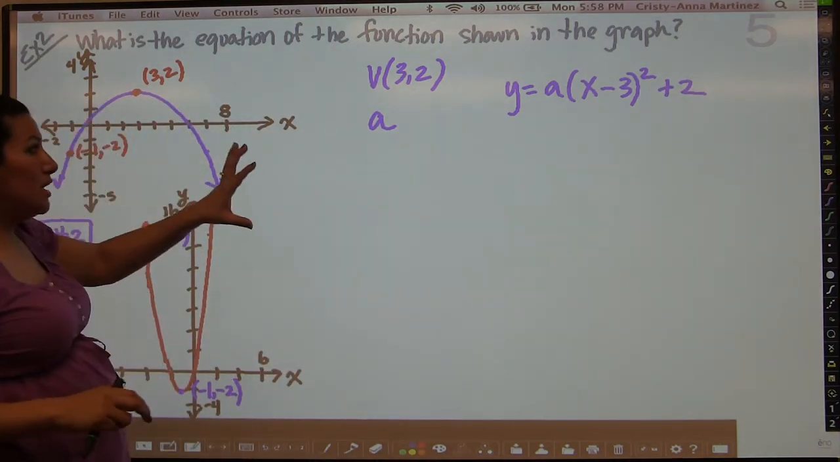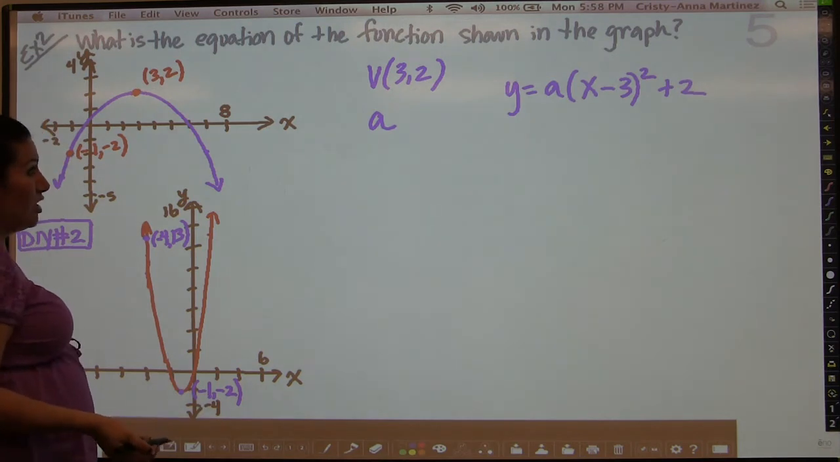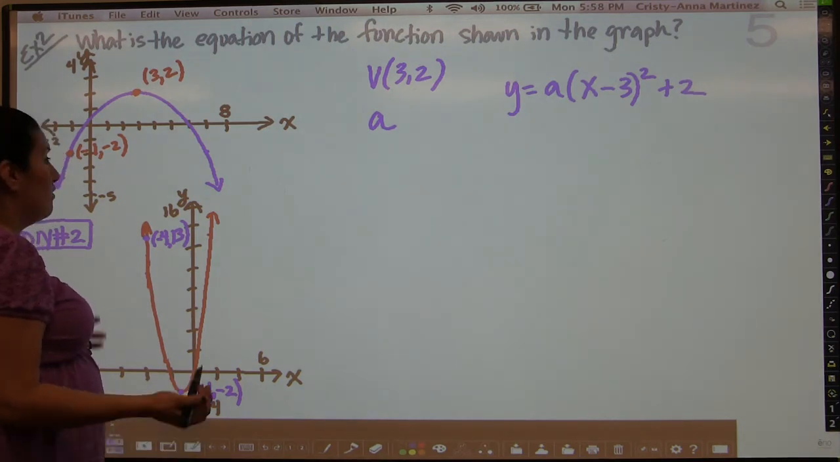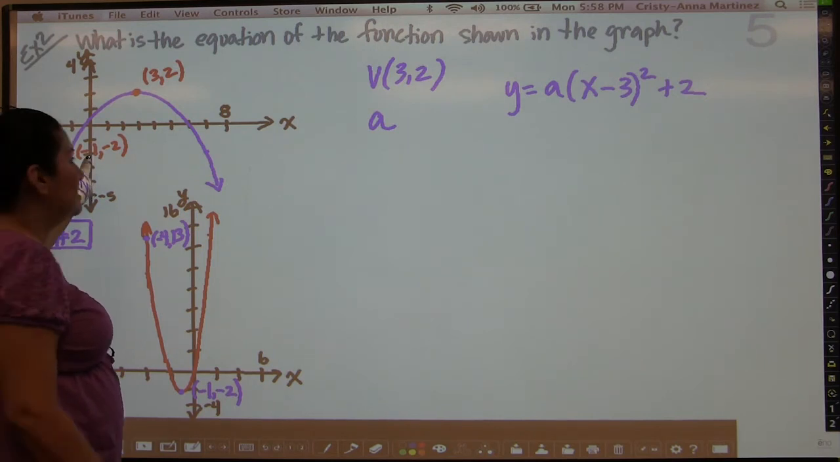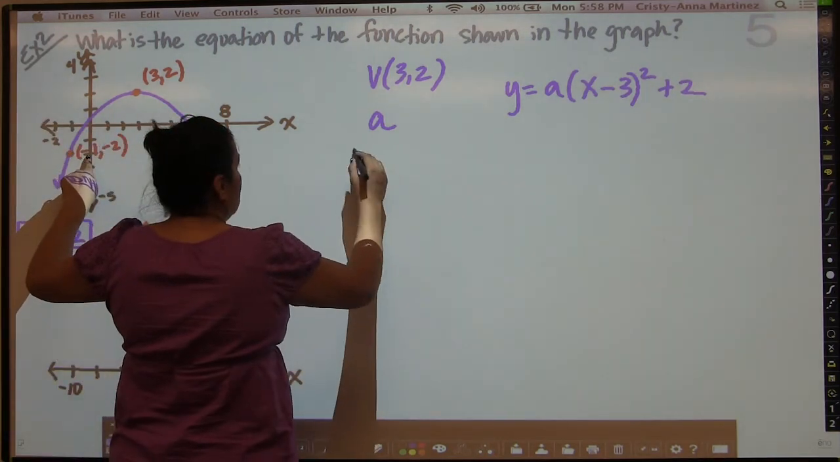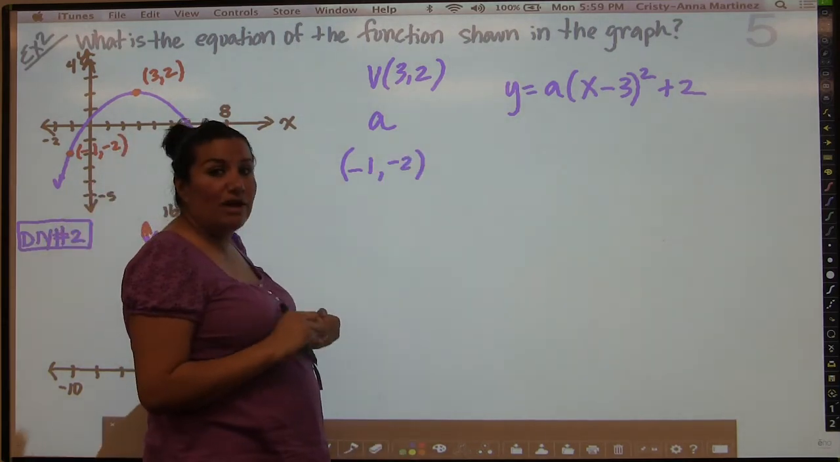Okay, so that's pretty much the bones of what our equation is going to look like. But now we have to figure out what the a value is because we can't have that a in there. And for that, we have this additional point that they've given us. We know that when x is negative 1, y is negative 2.